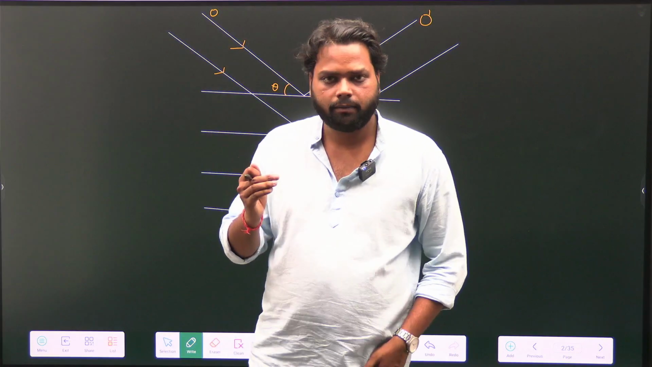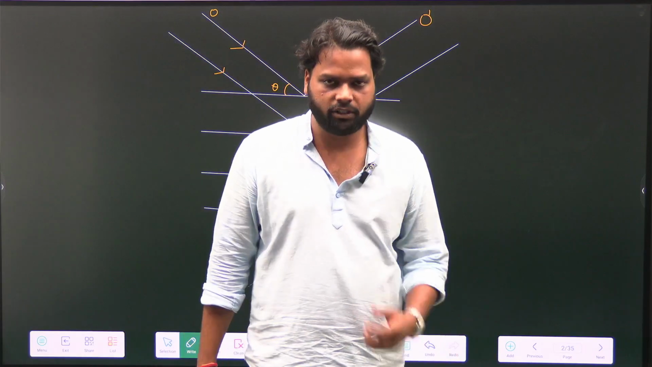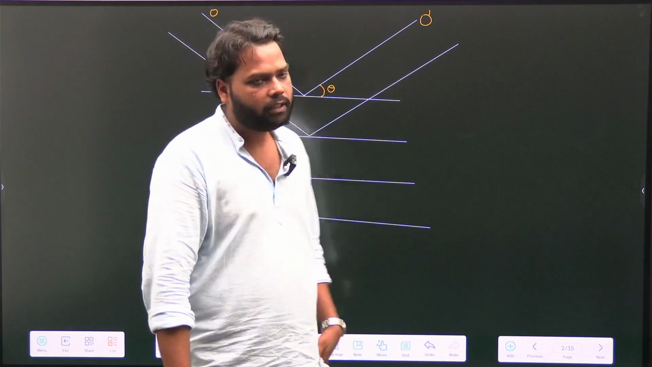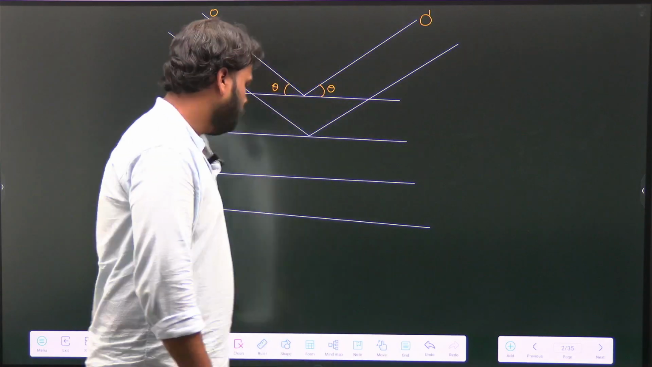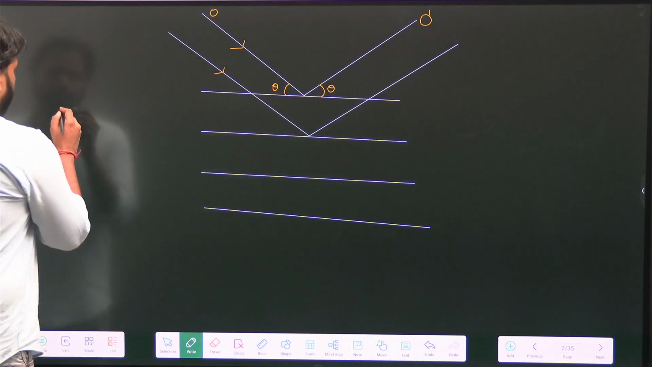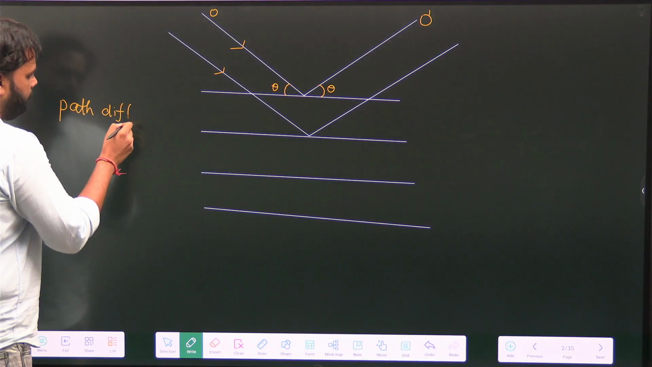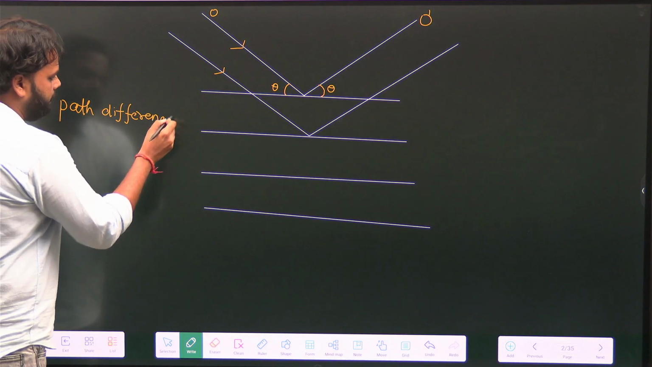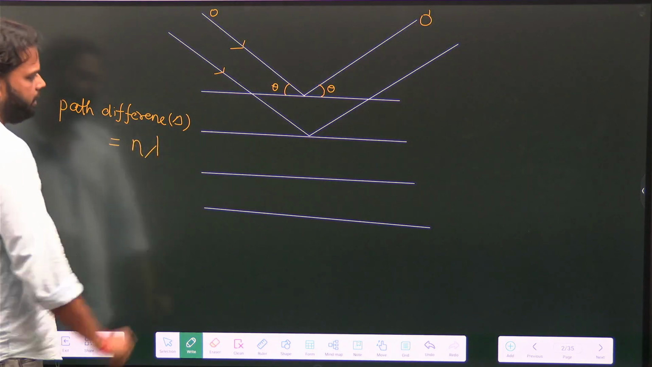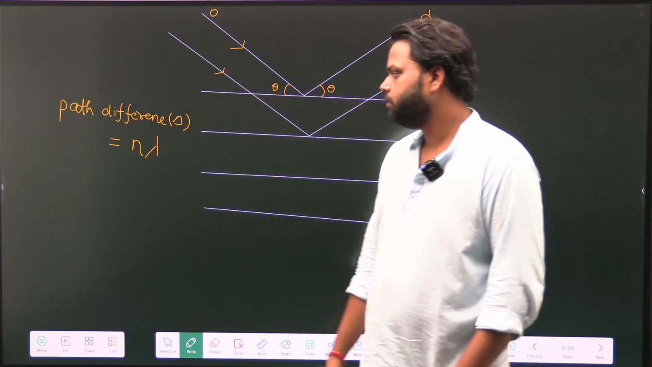Bhai, hame peak chahiye na? To peak hame tabhi dikhegi. We only get the peak when there is constructive interference. So what is the necessary condition for the constructive interference? That is, the path difference of the rays, delta, should be equal to an integral multiple of the wavelength of the ray, that is n lambda. Delta is equal to n lambda.